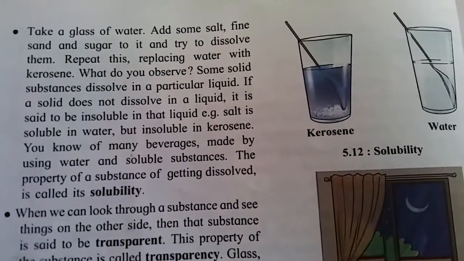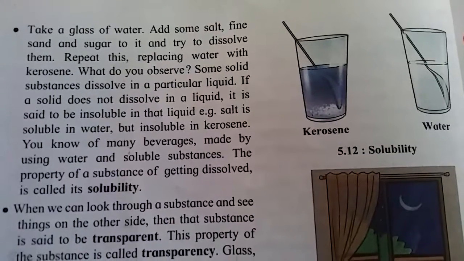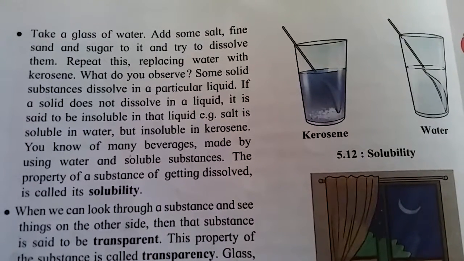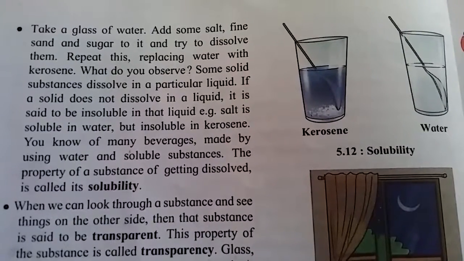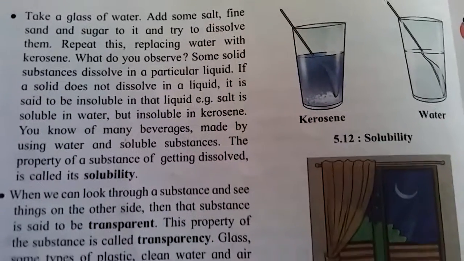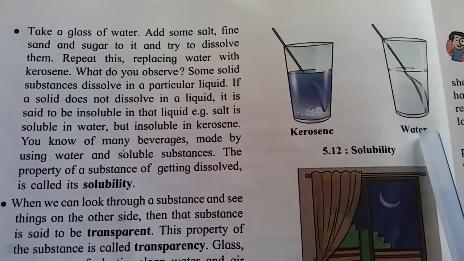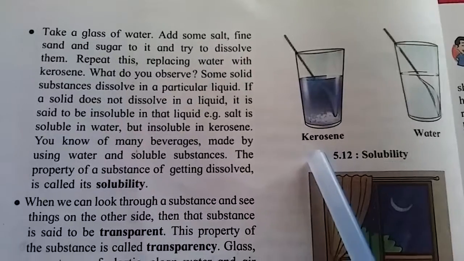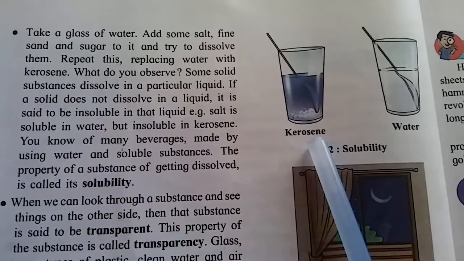Next property is solubility. Take a glass of water, add some salt, fine sand and sugar to it and try to dissolve them. Repeat this, replacing water with kerosene. Means you take the first glass with water, add salt, sugar and fine sand, and in the second glass you take kerosene and add salt, sugar and sand.